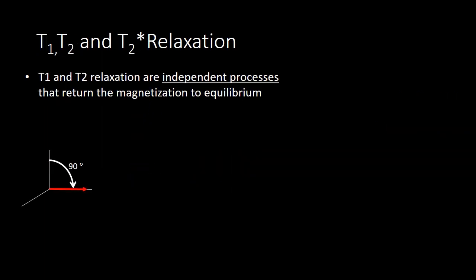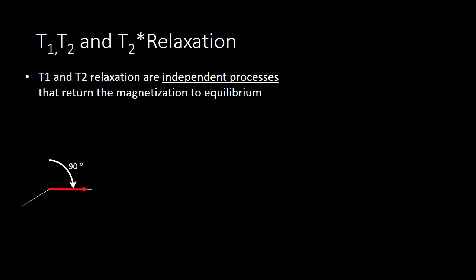So as I mentioned, as soon as we turn off the B1 field, the net magnetization wants to return to its equilibrium, and it does that through T1 and T2 relaxation. And I think it's important to point out that T1 and T2 relaxation, although they're occurring at the same time, are totally independent processes. So even though it looks like one is related to the other, they're not. They're both occurring at the same time, but they're different processes on different time scales.